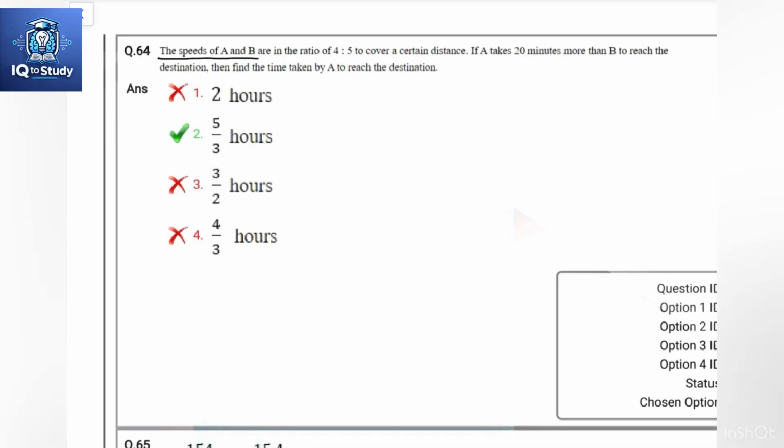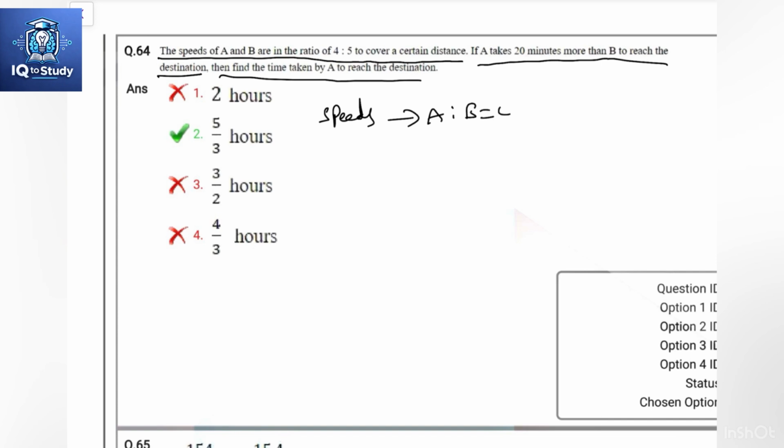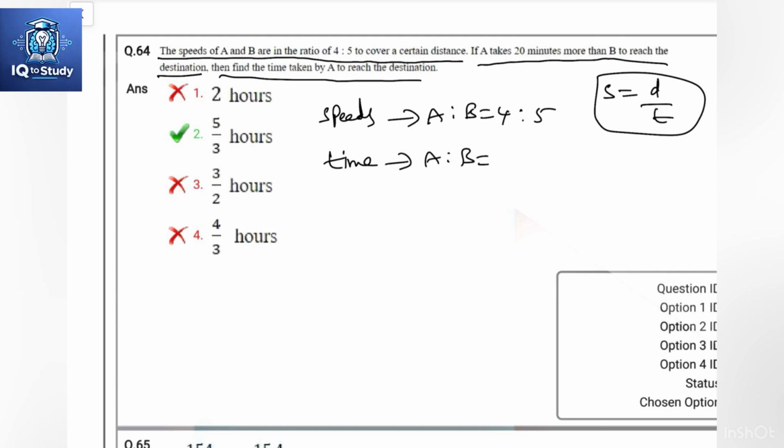The speeds of A and B are in the ratio of 4:5 to cover a certain distance. If A takes 20 minutes more than B to reach the destination, then find the time taken by A to reach the destination. Given the ratio of speeds is 4:5, we know that speed is equal to distance by time. From this, the ratio of time is 1/4 : 1/5.